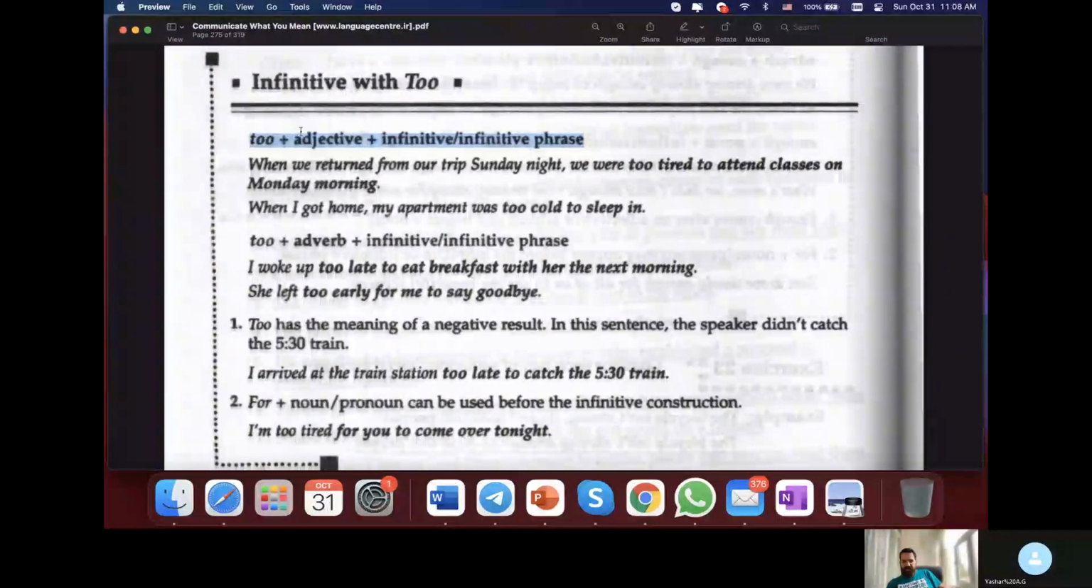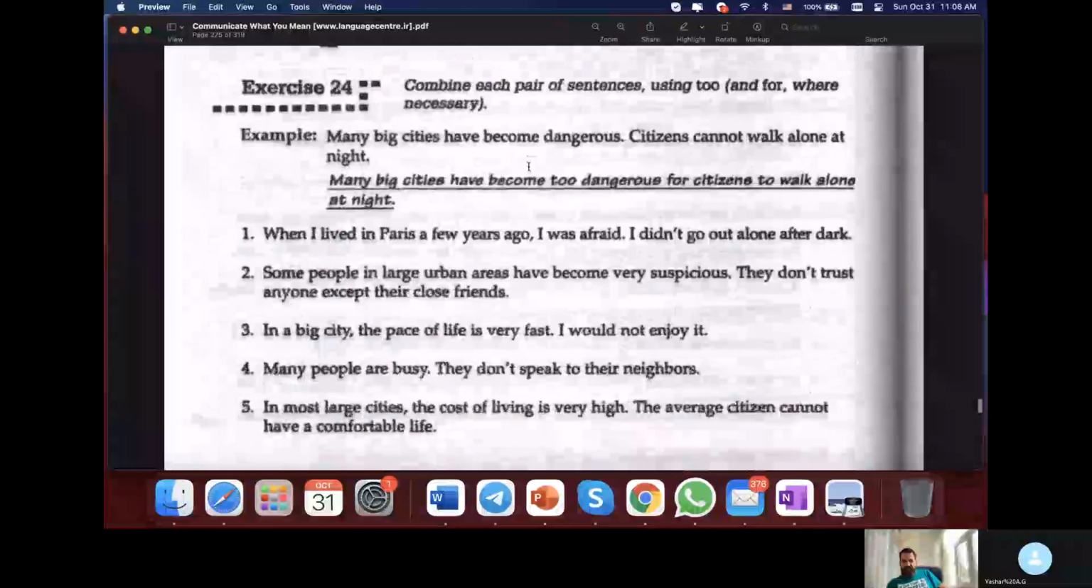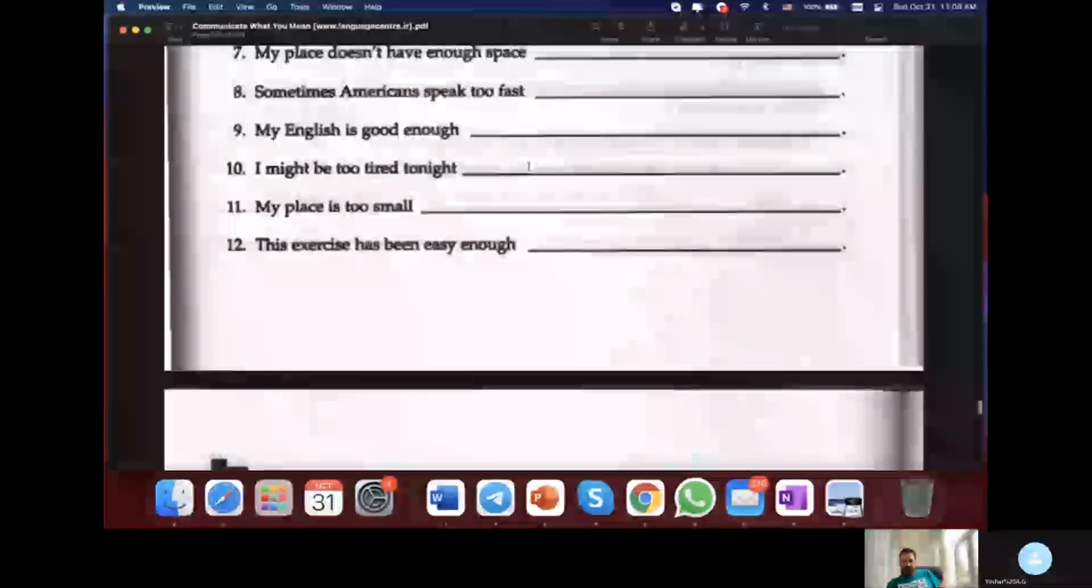This car is too expensive to buy. Ya, this car is too expensive for me to buy. Yəni, alan varam. O da ton sahibləri.